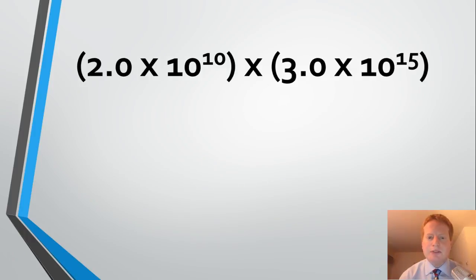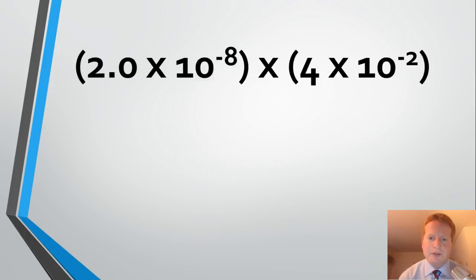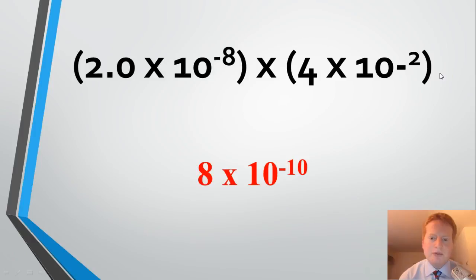What about this one? What would you get for this one? So this would be 6 times 10 to the 25th. What about this one? This one's a little bit trickier. So in this one, it would be 2 times 4 is 8, and then a negative 8 plus a negative 2 is going to give you a negative 10. So a negative plus a negative is going to give you more negative.